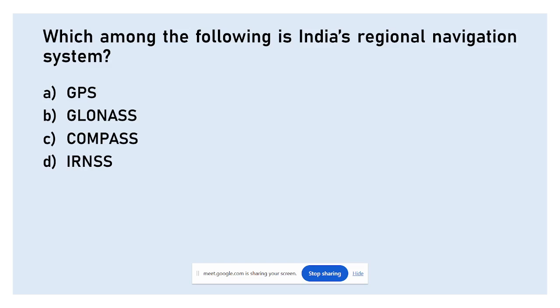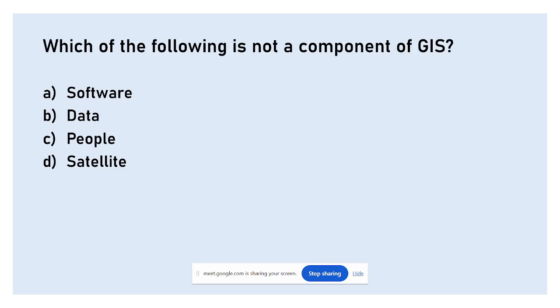But as of now, we call it NAVIC. Okay, so good, the answer is IRNSS. The next question is, which of the following is not a component of GIS? You have 5 components. Yeah, the answer is satellite.